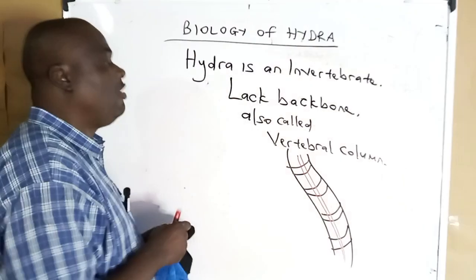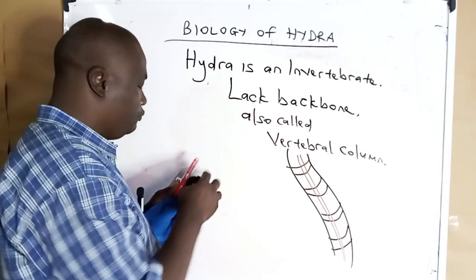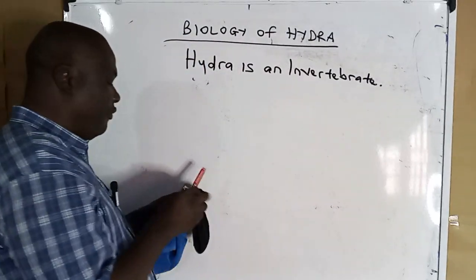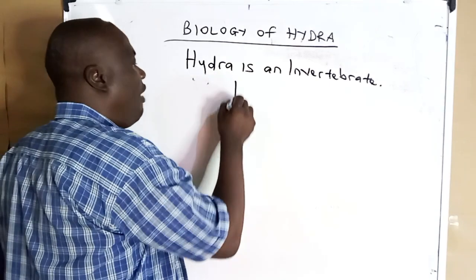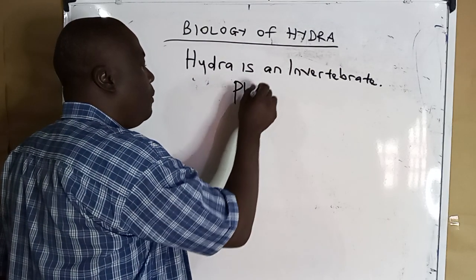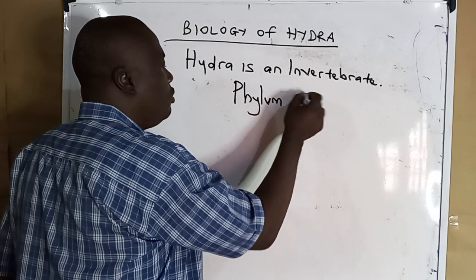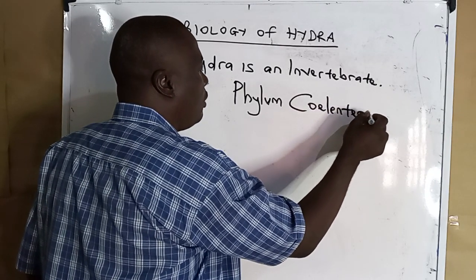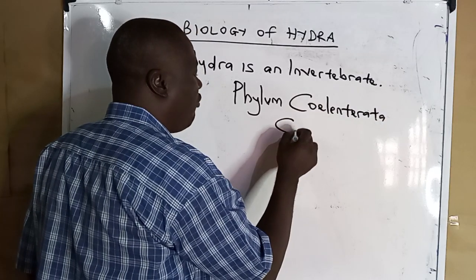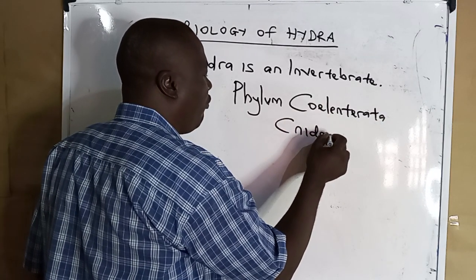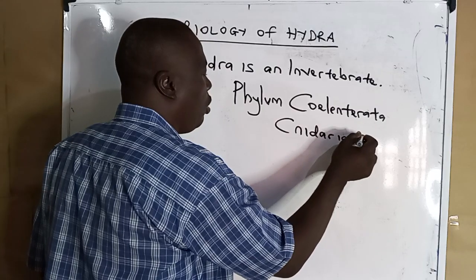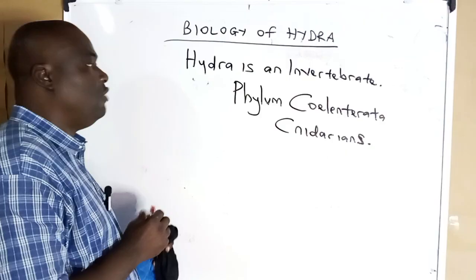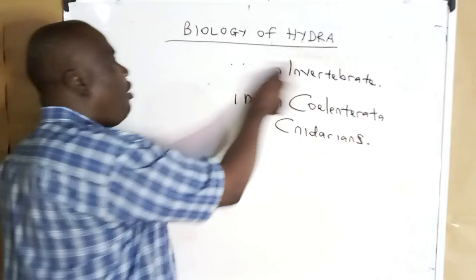So Hydra are invertebrates. So they belong to the group of animals called invertebrata. Then we have the phylum. Hydra belongs to the phylum Coelenterata. We also call Coelenterata cnidarians. Yes, that's Hydra. Now, there's one thing you must know about Hydra.